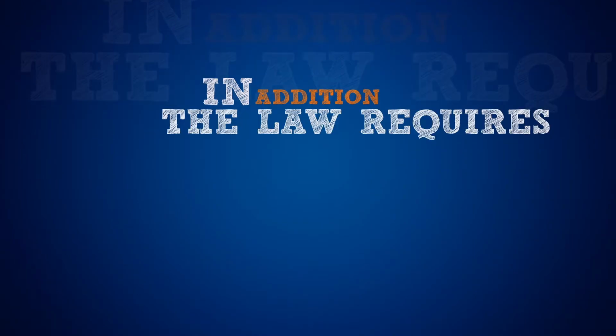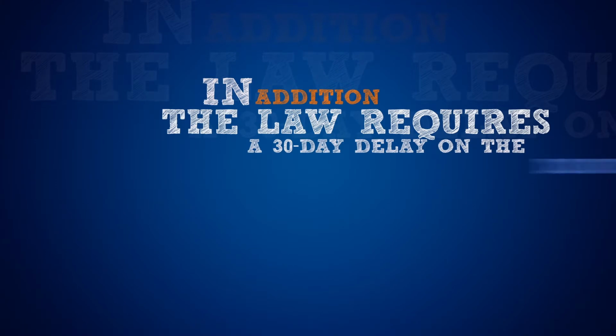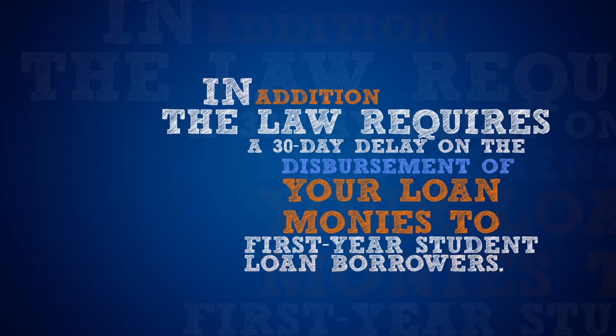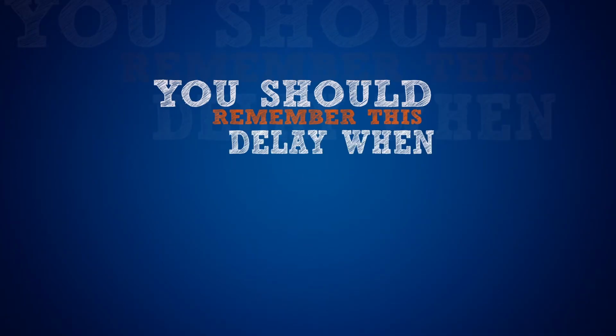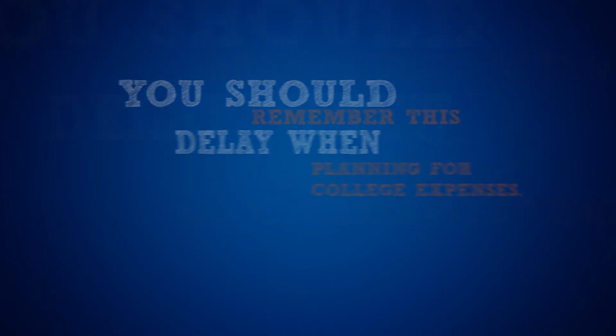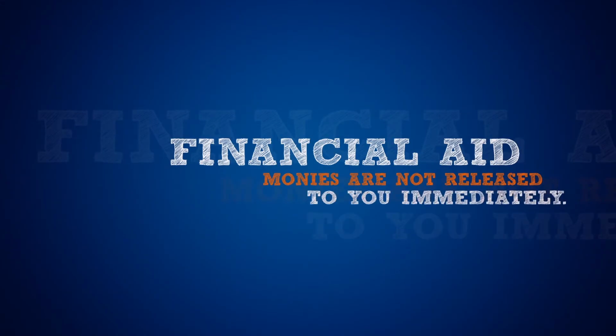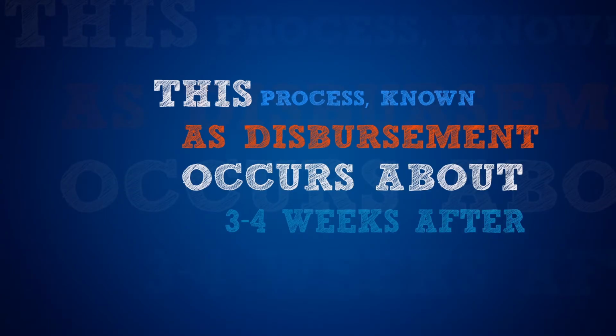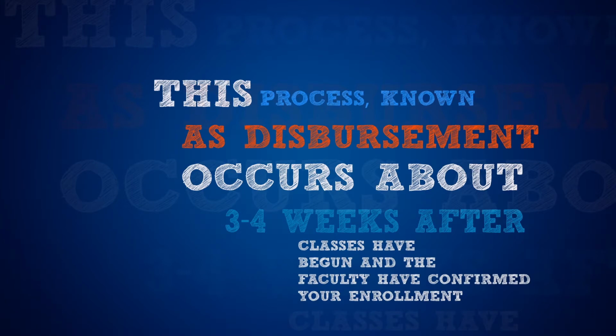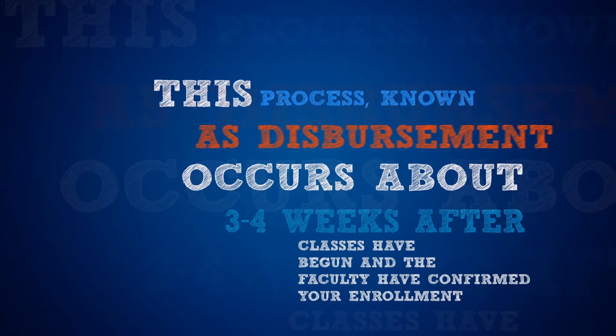In addition, the law requires a 30-day delay on the disbursement of loan monies to first-year, first-time student loan borrowers. You should remember this delay when planning for college expenses. If I take out loans to cover living expenses or have additional financial aid, when can I expect to receive it? Financial aid monies are not released to you immediately. The funds are first used to cover any educational expenses for which you are billed. This process, known as disbursement, occurs about 3 to 4 weeks after classes have begun and the faculty have confirmed your enrollment and attendance in classes.